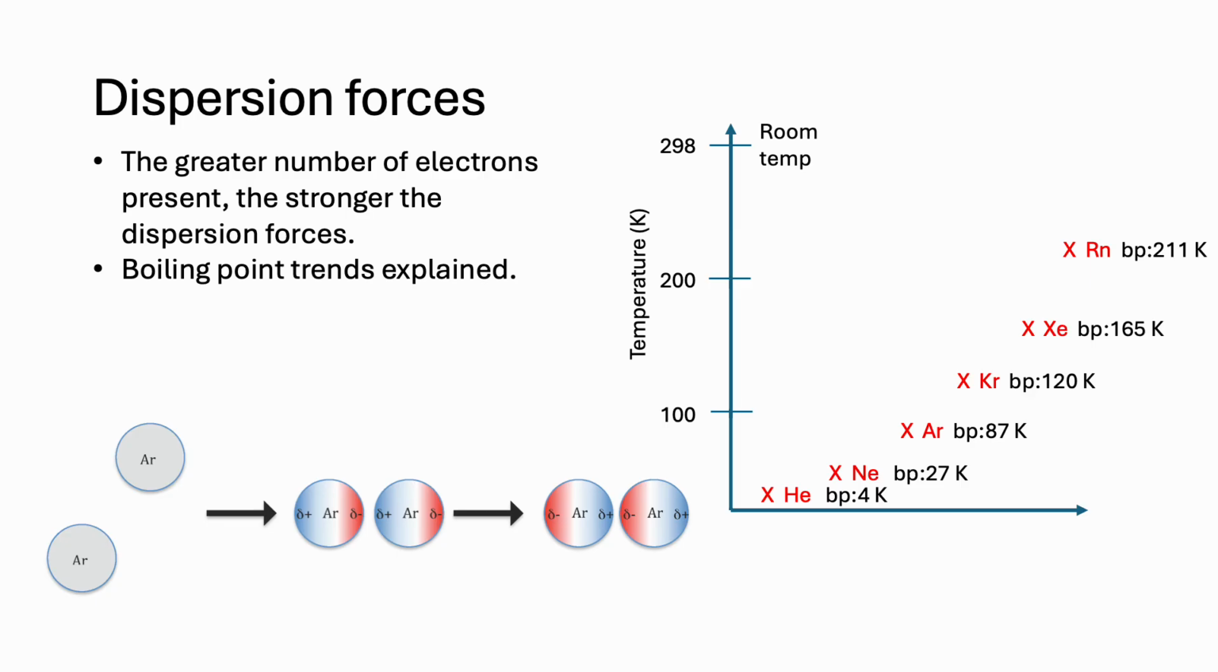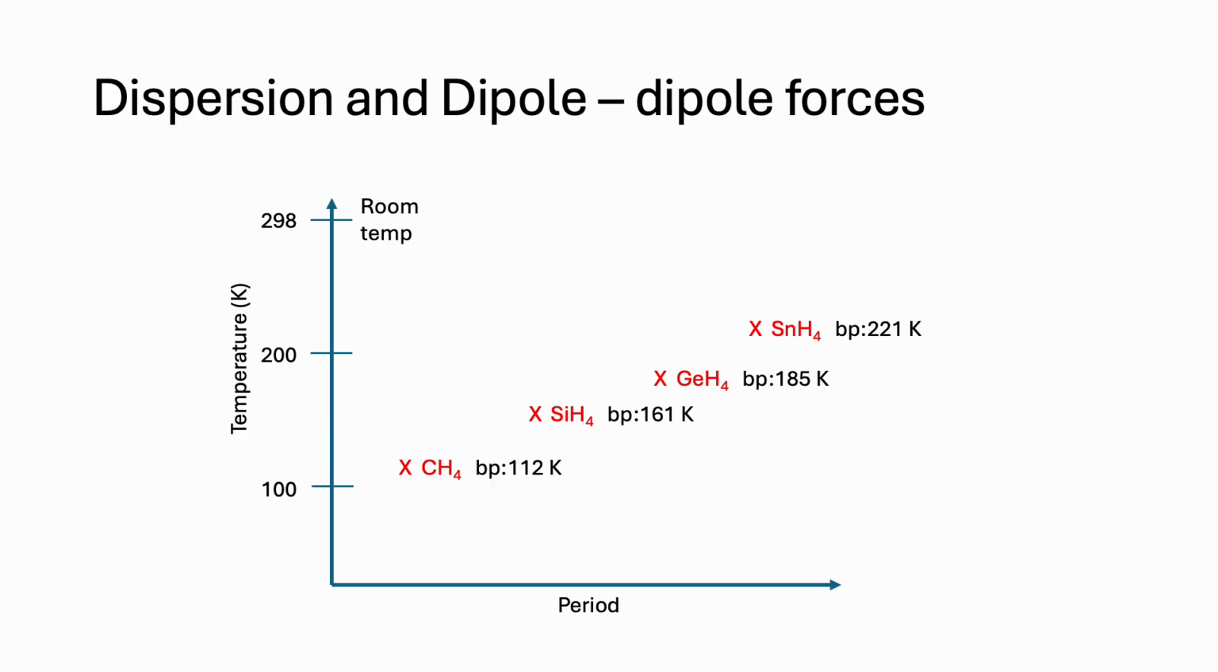All group 18 elements are gases at room temperature, but they don't all have the same boiling point. Going down group 18 from helium to neon to argon to krypton to xenon and then to radon, the number of electrons in each atom increases. Consequently, the dispersion forces between the atoms increase down the group, and hence the boiling point increases down the group. Dispersion forces are present between all molecules, as well as the atoms of group 18 elements. They readily explain the boiling point trends between similar substances.